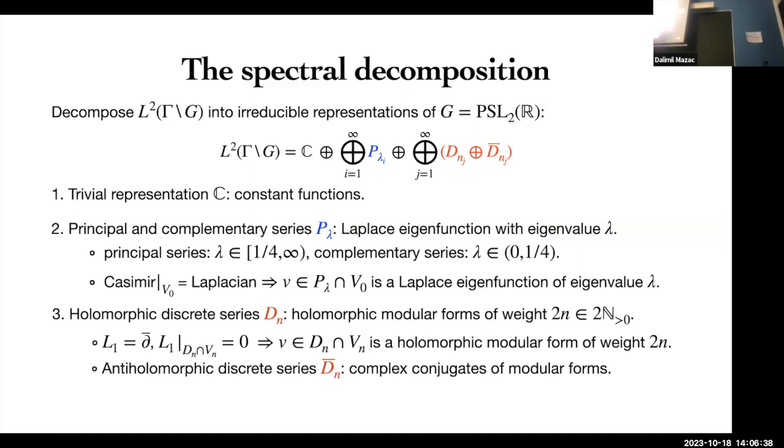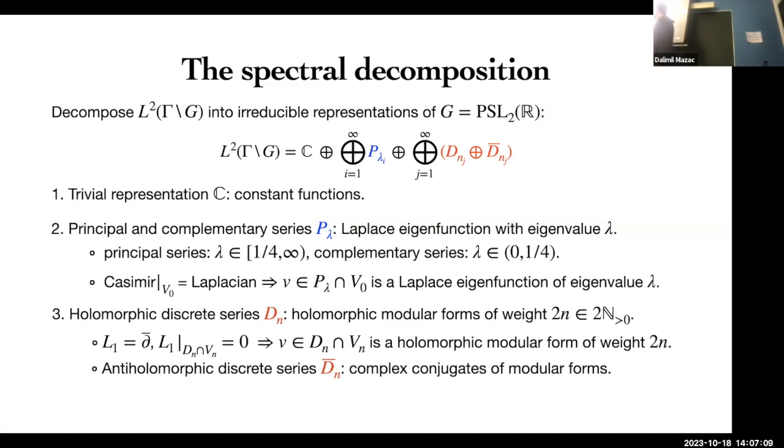So all of these are infinite dimensional besides the constant. There are the principal series and a discrete series. And what do they mean? Well, principal and complementary series, but they're almost the same for our purposes. So these ones correspond to Laplace eigenfunctions with eigenvalue lambda. So abstractly as a representation, this is labeled by some number lambda, which is basically the quadratic Casimir. But concretely, in this case, it's realized as Laplace eigenfunctions.